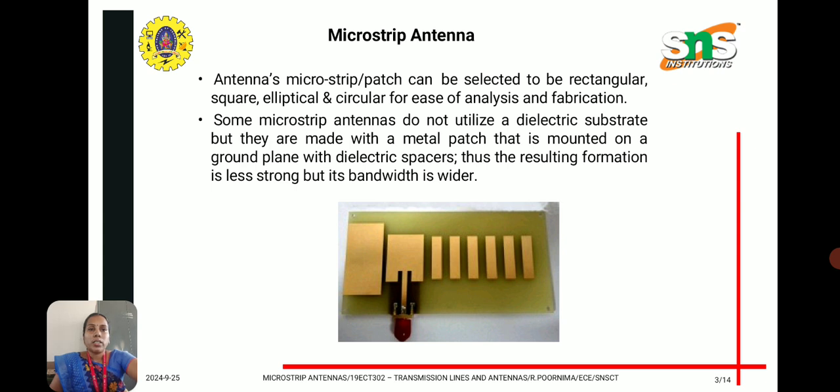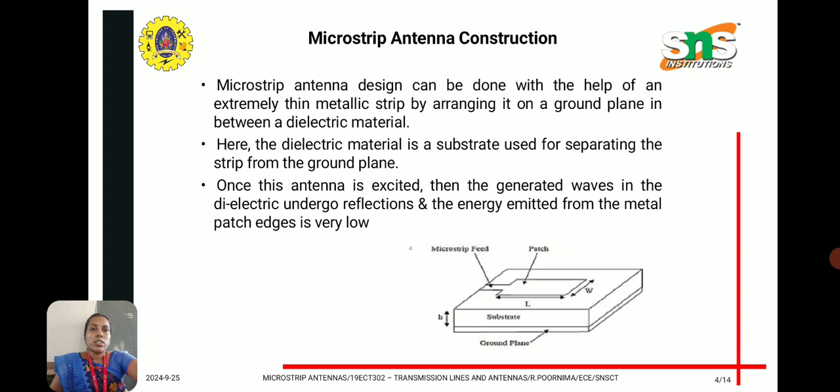Some microstrip antennas do not utilize a dielectric substrate, but they are made with a metal patch that is mounted on a ground plane with dielectric spaces. Thus the resulting formation is less strong but its bandwidth is wider. The construction of a microstrip antenna can be done with the help of an extremely thin metallic strip by arranging it on a ground plane in between a dielectric material. Here the dielectric material is a substrate used for separating the strip from the ground plane.